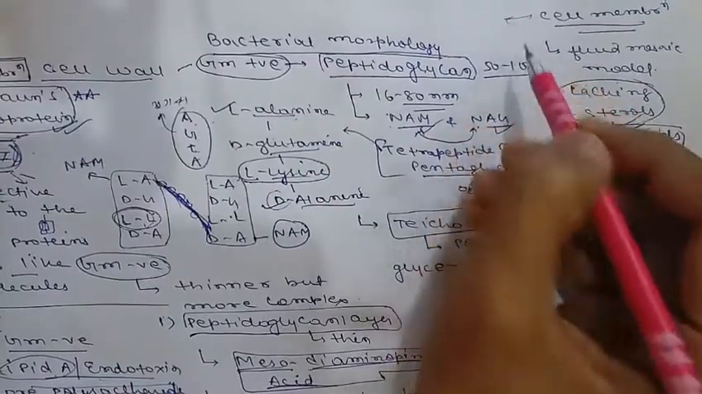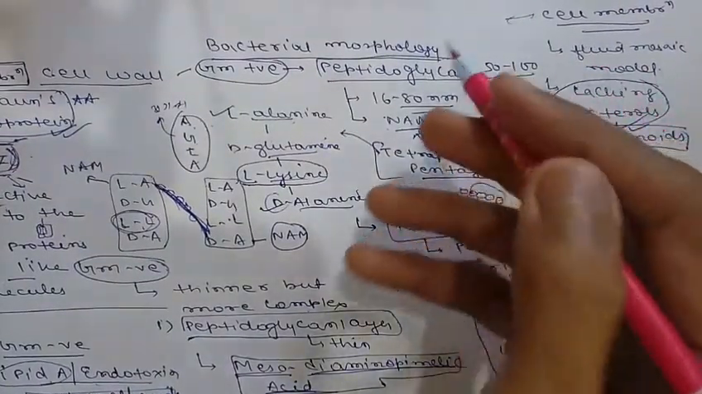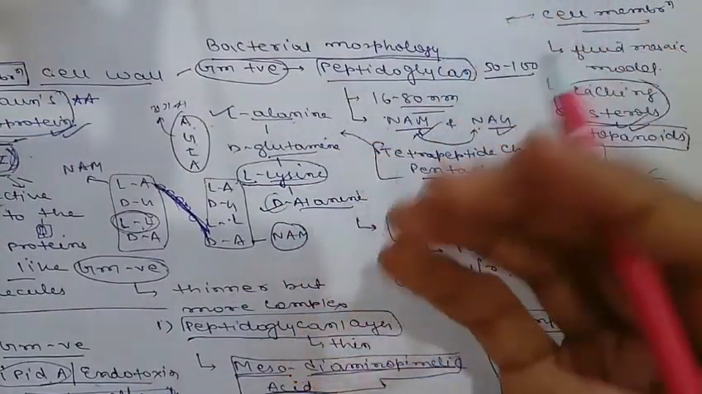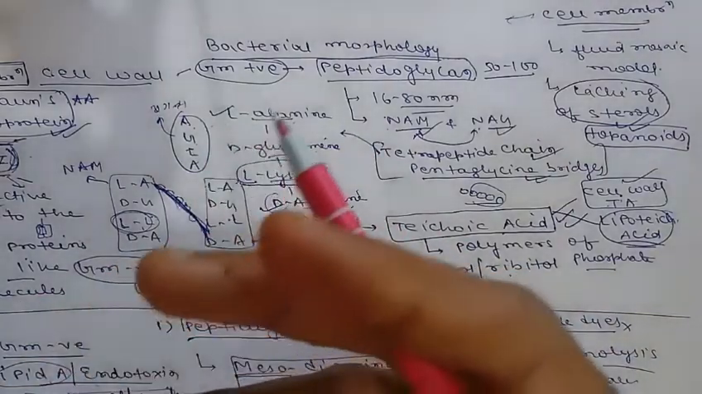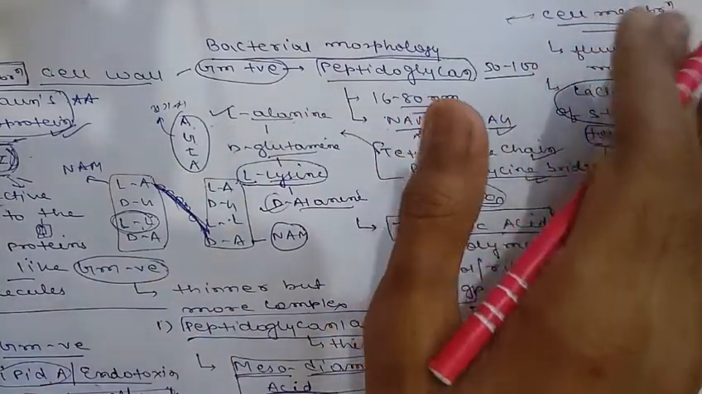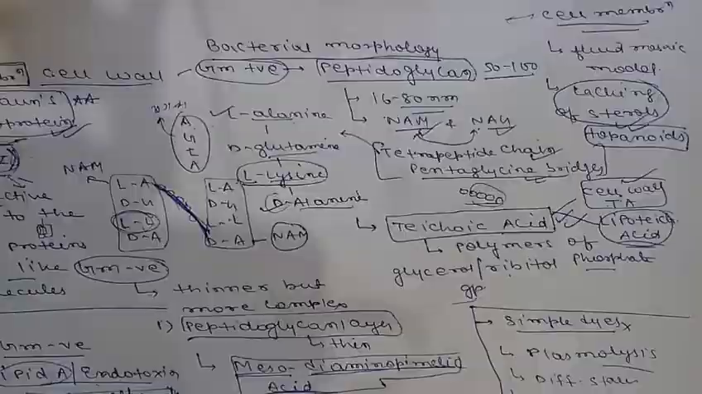Coming to the functions of the cell membrane. It is a semi-permeable membrane. It is responsible for acting as a transport system. It is the site for metabolic processes also. So this is all about your cell membrane and cell wall. Now coming to the cytoplasmic matrix.